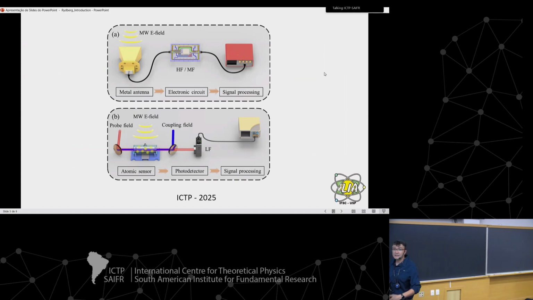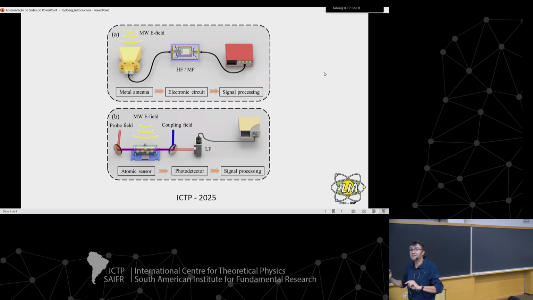Another thing, this is an atom. So the electric dipole moment in the absence of any field is well known. You can calculate that. So this is going to be directly traceable to the international standard. If I look at this transmission here, and I see this splitting, I can tell you what is the field that is exciting those atoms.